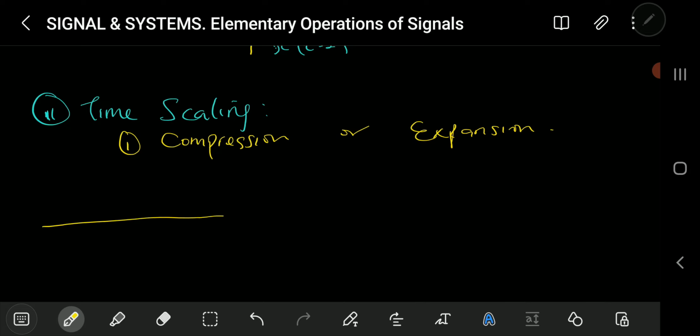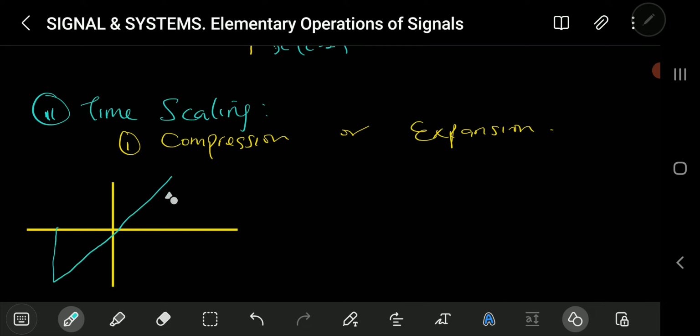So if you have a signal like this, let me draw the signal itself. Okay, so let's say this is 2, this is minus 2, and we are having here x of t. Exactly. So if you are to compress the signal, we are going to be having it look like this.